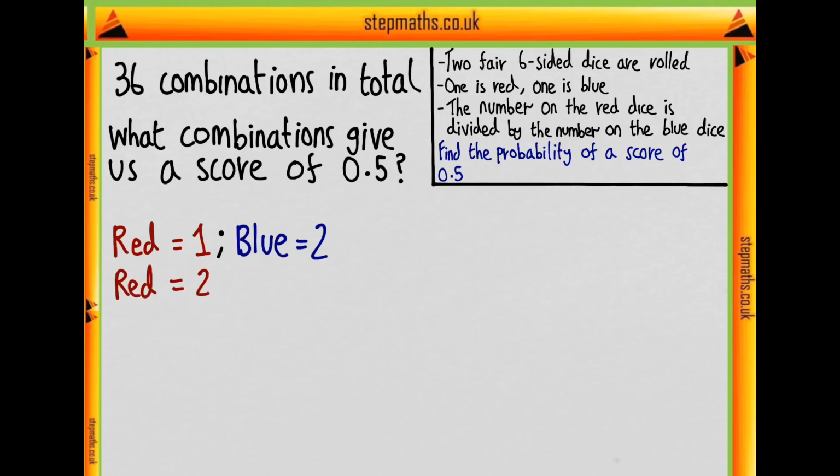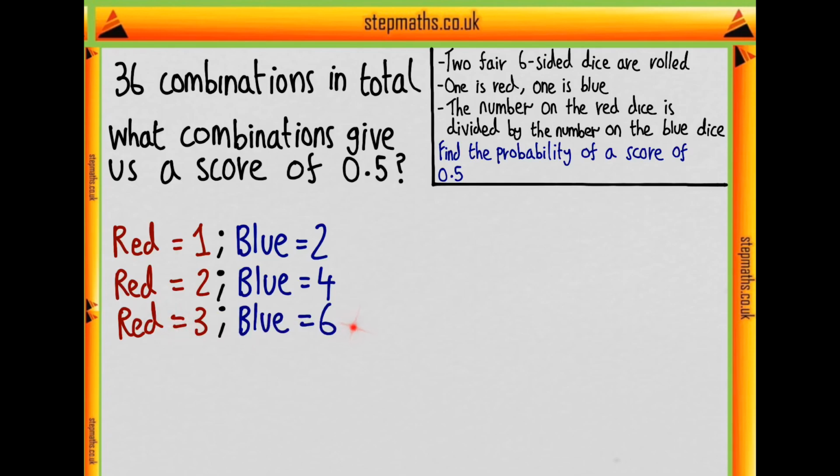Red 2, you probably guessed it, similar idea. So 2 over something is a half. So the blue dice has to be 4. And it's the only possibility for a red dice of 2. And if the red dice is 3, then the blue dice must be 6.